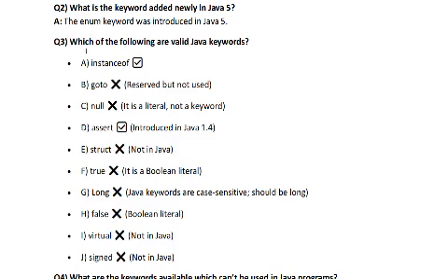Next, coming to the third question, which of the following are valid Java keywords? Java has 50 keywords. In that, some valid and invalid keywords are given. We need to find them. Instanceof is a keyword. Goto is not a keyword. Null is not a keyword. Assert is a keyword introduced in Java 1.5. Struct, not a keyword. True, it's not a keyword.